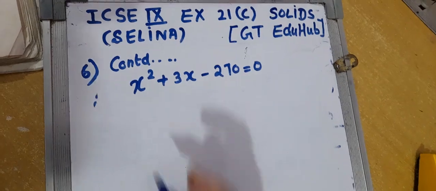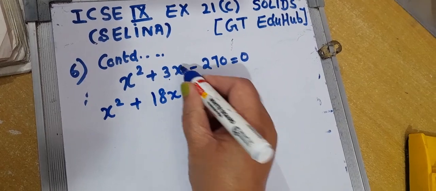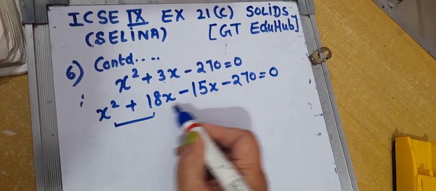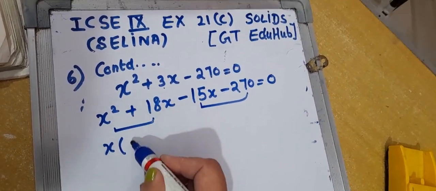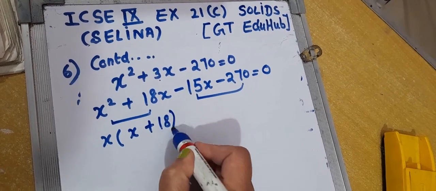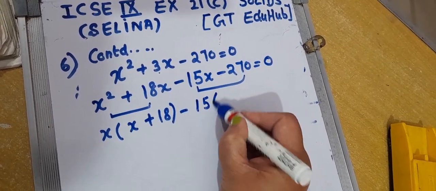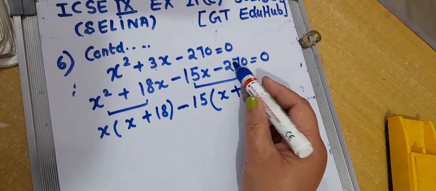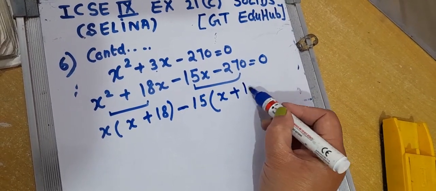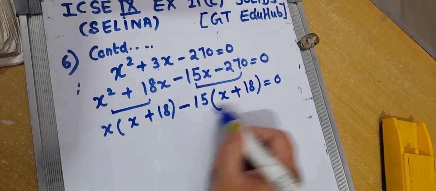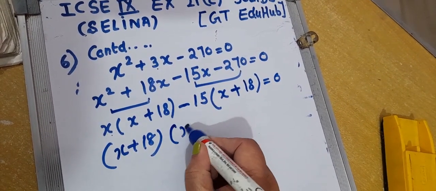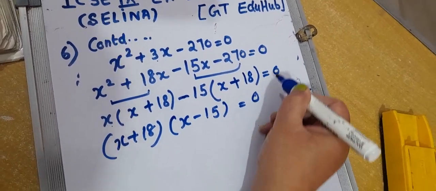So let's factorize it. x square plus 18x minus 15x minus 270 equals 0. We will split the middle term and make pairs. Taking x common, we get x plus 18. From here we will take minus 15 common, so x, because the minus has been taken out, the sign will change. Then we divide 270 by 15, we get 18. So again take x plus 18 common, and in the other bracket you get x minus 15 equals 0.